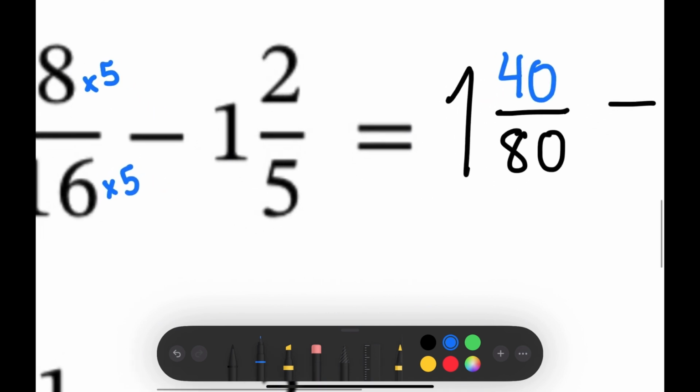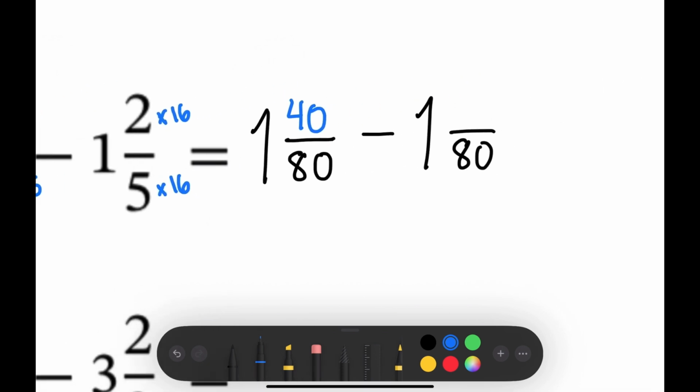Now, let's do the next one. We had to multiply 5 by 16 to get 80. So whatever we would do at the bottom, we do at the top. So we have to do 2 times 16. And 2 times 16 is 32.